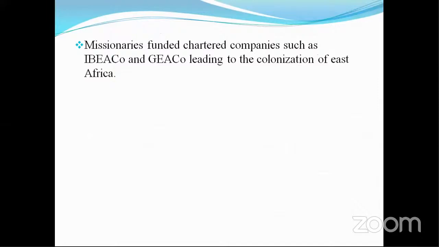We have this other point here, that missionaries funded chartered companies such as the Imperial British East African Company, IBEACO, and the German East African Company, GEACO, leading to the colonization of East Africa. The point is that they funded the chartered companies. The activity is funding. The effect is colonization of East Africa by these imperial companies.